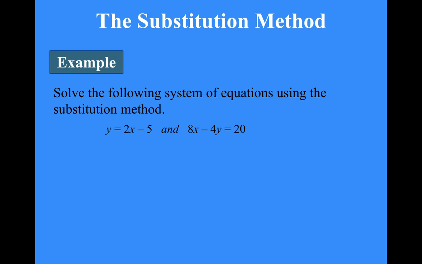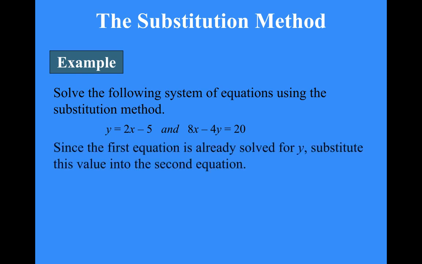Okay, so we already have y by itself, right? So since y is by itself, anywhere that I see a y in the second equation, I get to plug in 2x minus 5. Because this is saying that y is the same thing as 2x minus 5. And since the y in equation 1 has the same value as the y in equation 2, I'm going to substitute 2x minus 5 in for this y. It's going to look like this.